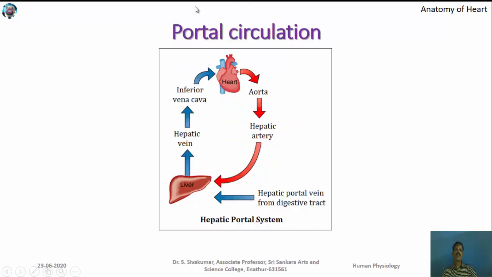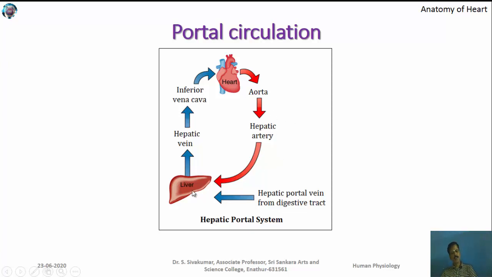Then there is another circulation known as the portal circulation, the hepatic portal circulation. The circulation from the heart through the aorta reaches the liver. Then from the liver, it goes to the hepatic vein and the inferior vena cava, and to the heart. This is known as hepatic circulation. But the digestive tract, which absorbs the food material, also comes to the liver, where it is mixed with the hepatic vein, and then it circulates the nutrients to the heart along with the impure blood. So this is known as hepatic portal circulation.